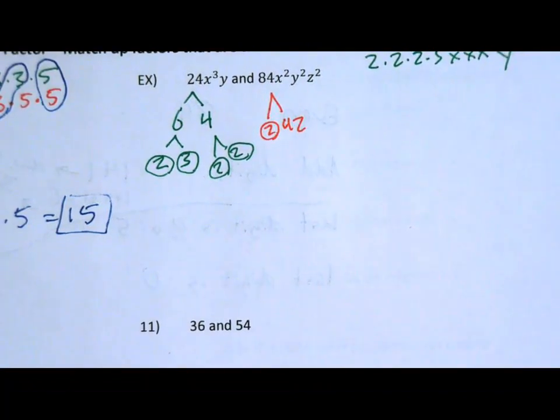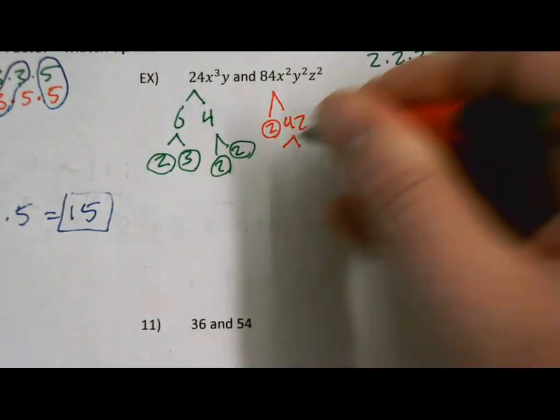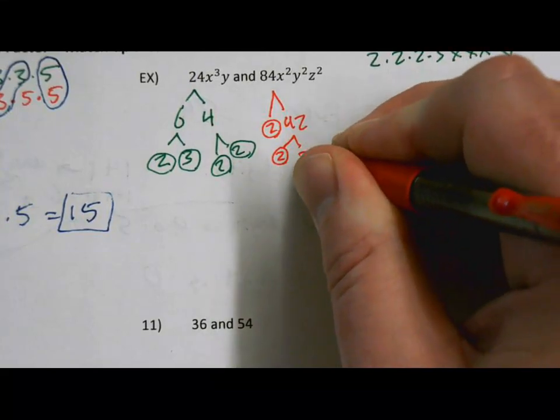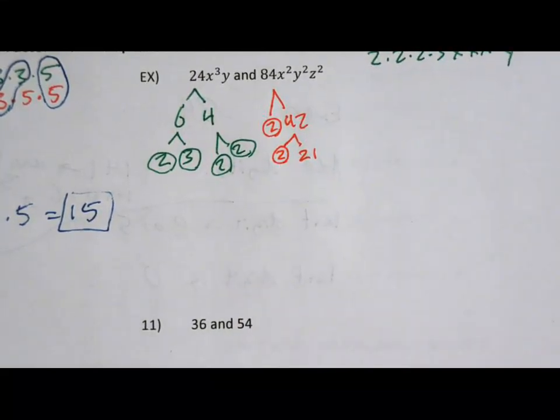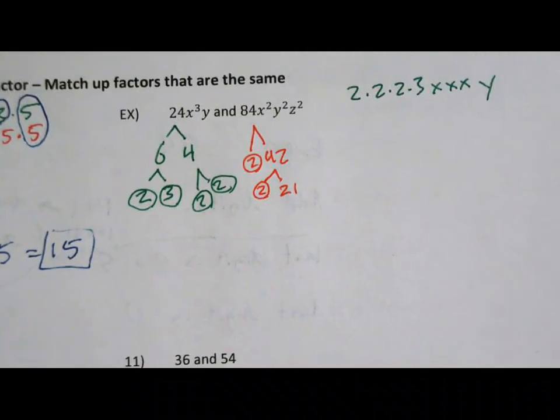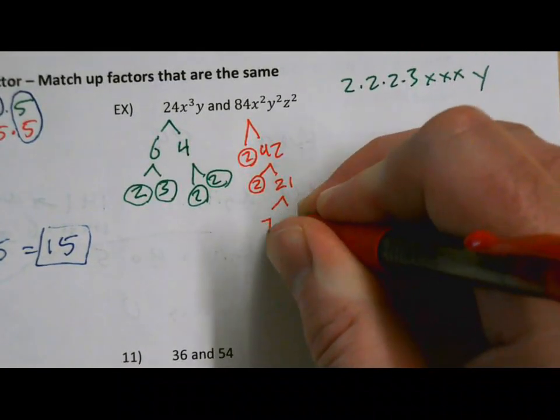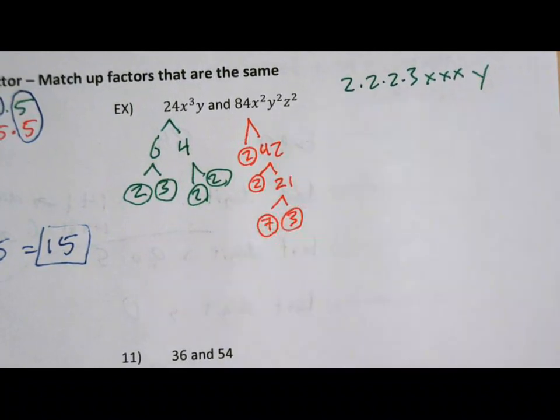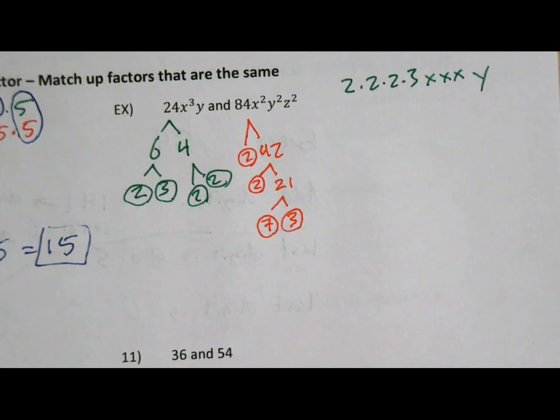Let's keep going with 42. Give me 2 numbers to multiply to get 42. 2 and 21. And then 21 is 7 and 3. 7's prime, isn't it? Yeah, 7's prime. And 3 is prime. Prime just means it can't split up any further.